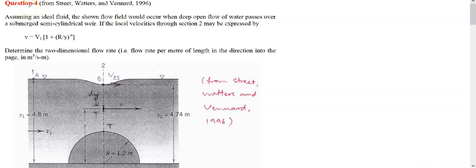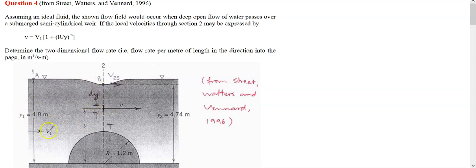This is question 4 from Tut 5. So this problem is, you can see the schematic here. Let's read this problem. Assuming an ideal fluid, the shown flow field would occur when the deep open flow of water passes over a submerged semi-cylindrical weir. So this is the semi-cylindrical weir which is submerged by water.